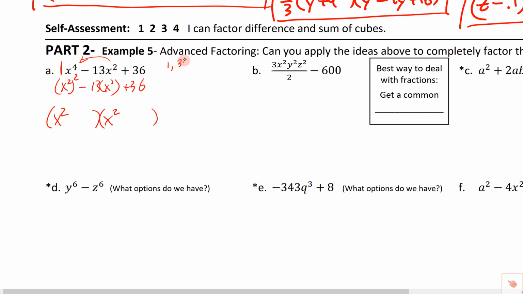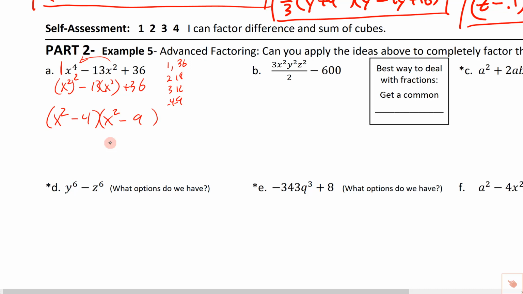So 1 and 36, we couldn't make a 13 out of those. 2 and 18, we can't make a 13 out of those. 3 and 12, can't make a 13 out of those, but 4 and 9, you can make a 13 out of those. And if they're both negative, let's just double check. They multiply to be positive 36 and they combine to be negative 13. So I'm going to write x squared minus 4, and I'm going to write x squared minus 9. And then we always want to factor completely, so let's take a look at this. Now I've got a binomial times a binomial, and we've got some ways to factor binomials now.